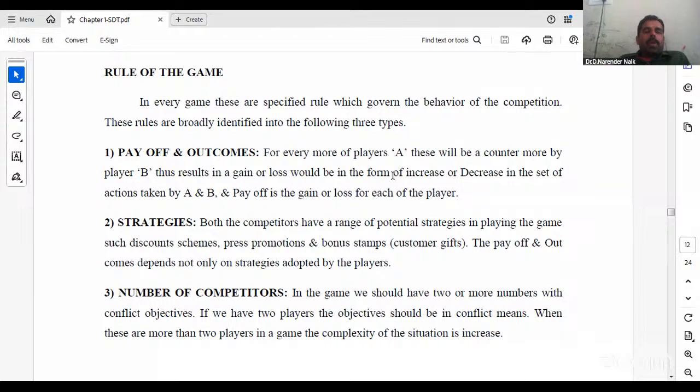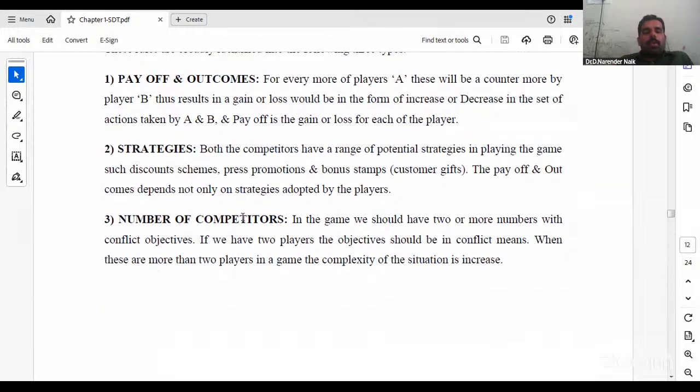Okay, so payoff and outcomes are like this. For every move of player A, there will be a counter move by player B. Thus, the results in gain or loss would be in the form of increase or decrease in the set of actions taken by A and B, and payoff is the gain or loss for each of the players. Their strategies are here. Both the competitors have a range of potential strategies in playing the game, such as discount schemes. So sometimes discount schemes will be there, price promotions will be there, and bonus stamps, that is customer gifts, will be there. Payoff and outcomes depend not only on strategies adopted by the players.